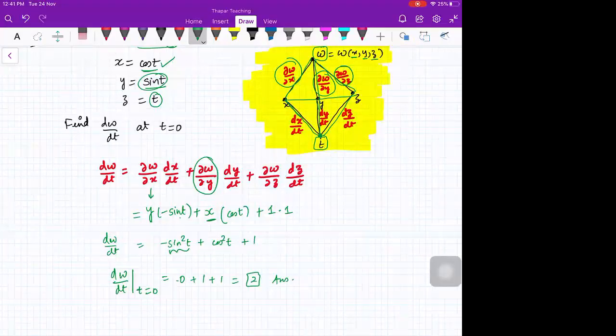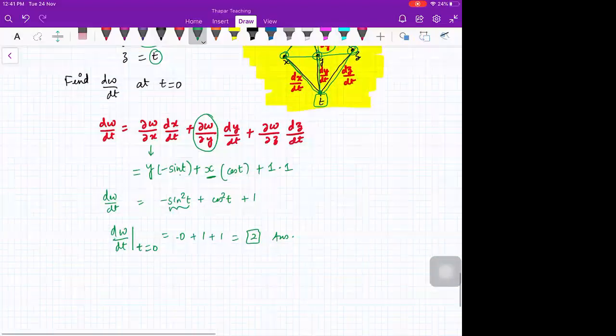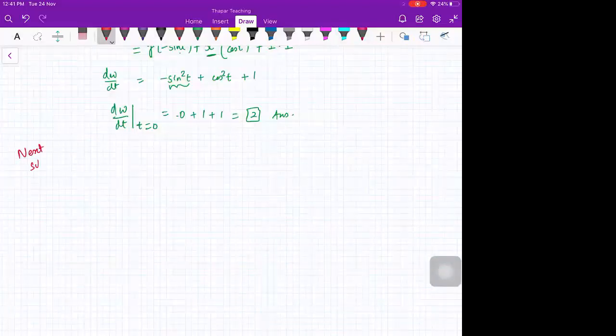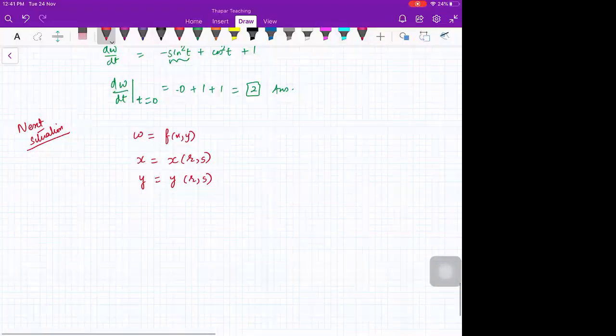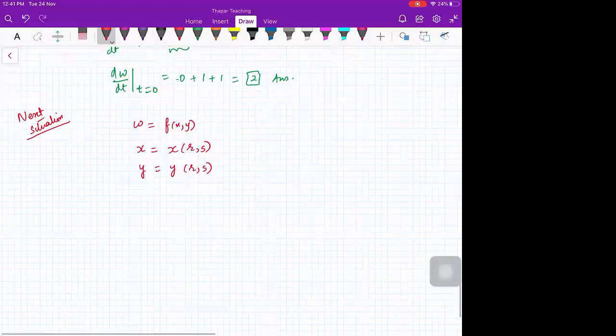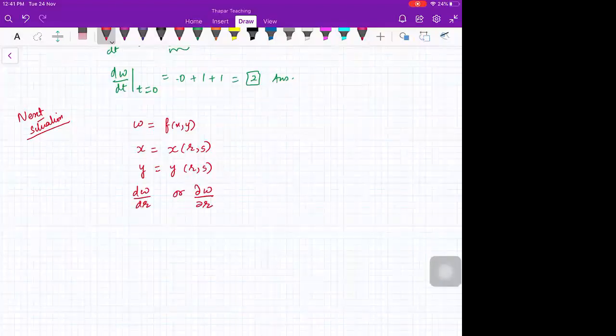Now we will go to the next situation, where x and y can also be functions of two variables. Till now x and y were functions of one variable. So you can have a situation that w is a function of x and y, and x further is a function of, say, r and s, and y further is a function of r and s. Then you can talk about, can you tell me, dw/dr, or will you talk about ∂w/∂r?